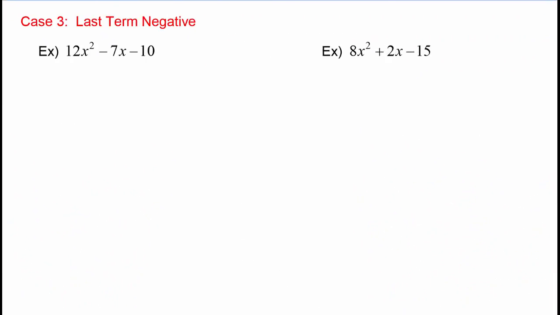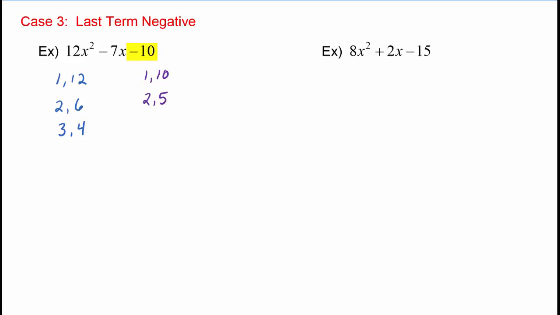Now in this third case, we're going to look at what happens when the last term, the constant term, is negative. It starts off the same. We get the factors of the leading coefficient, so that's going to be 1 and 12, 2 and 6, 3 and 4. Next, we get the factors of the constant term, ignoring the negative sign for just a moment. So we have 1 and 10, 2 and 5.